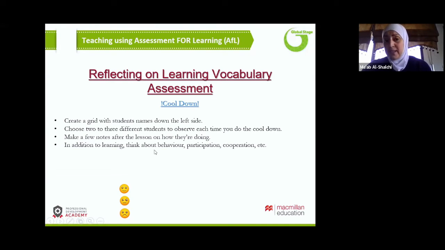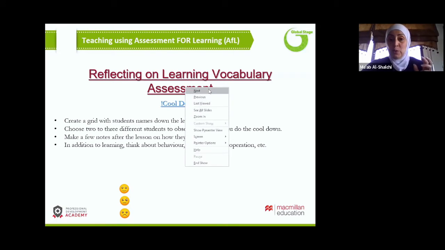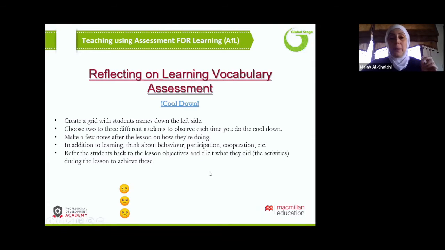In addition to learning, you think about behavior, participation, cooperation, etc. So you're actually testing their vocabulary, and you have put their names on the grid, and you are also supporting them with their good behavior and participation and cooperation with each other.